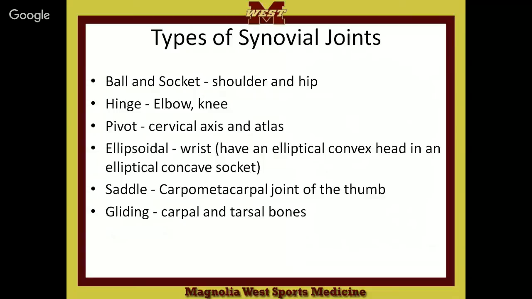You have an ellipsoidal joint in your wrist. You have an elliptical convex head in an ellipse. Then the carpal metacarpal joint of the thumb. Where is that? Here's your metacarpal. You're going to have to spend a little bit of time reading these.